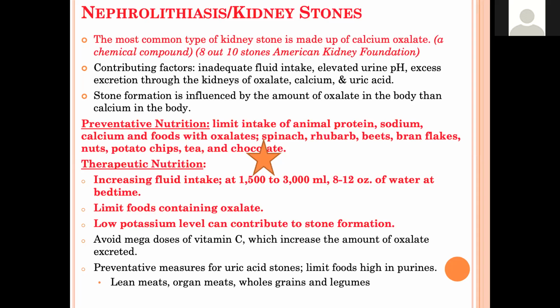Limit foods with oxalates in them. Low potassium level can contribute to stones. Avoid high doses of vitamin C, which increase the amount of oxalate. Preventative measures for uric acid stones are to limit foods that are high in purine. Lean meats, organ meats, whole grains, and legumes are, again, going to be limited here.